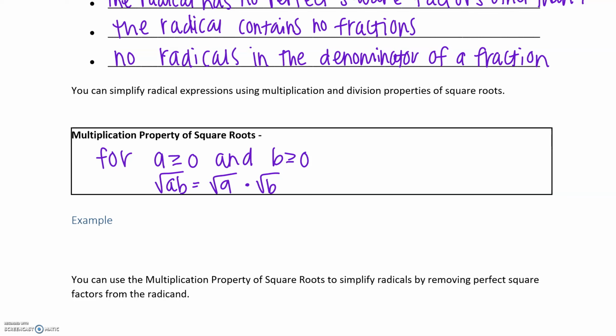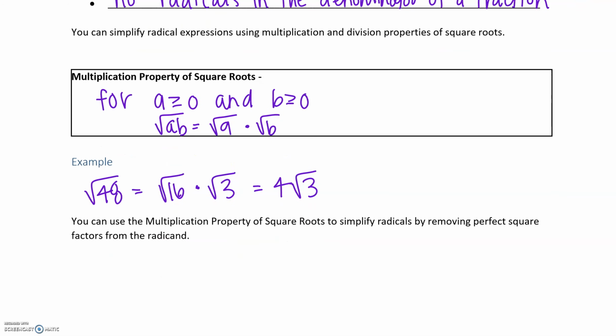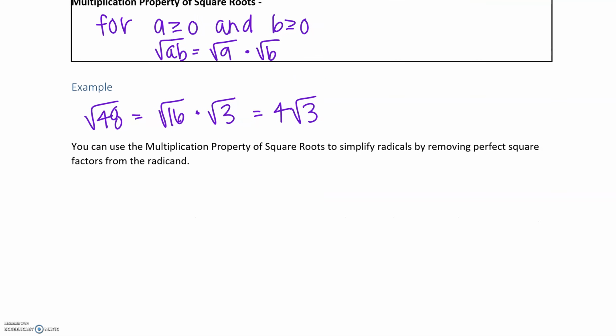Okay, so an example of this, we have the square root of 48. We can factor that a little bit and say that that's just the square root of 16 times the square root of 3. Since we know the square root of 16 is 4, that just means that we've got 4 square roots of 3. So when we're using the multiplication property, we're just removing the perfect square factors from the radicand, which is the number inside of the radical.